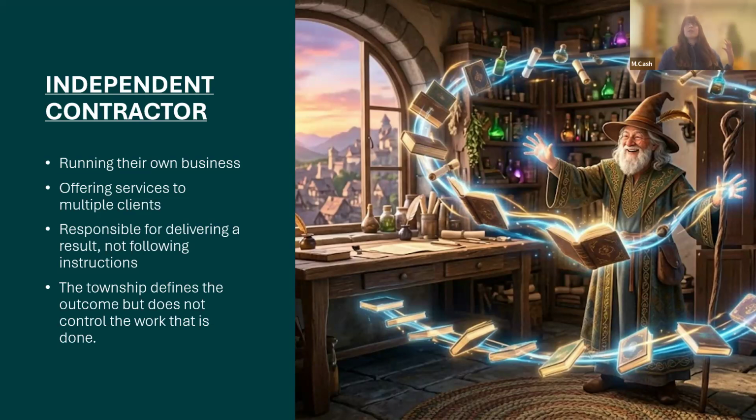An independent contractor is someone who runs their own business and offers services to a broad range of clients, or could offer services to a broad range of clients. According to the IRS, the general rule is pretty simple. A worker is considered an independent contractor if the person paying them only controls the result of the work rather than how it gets done.